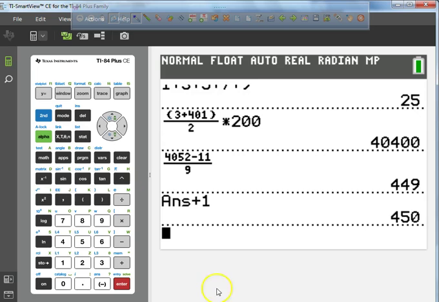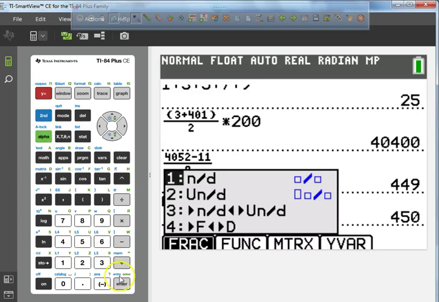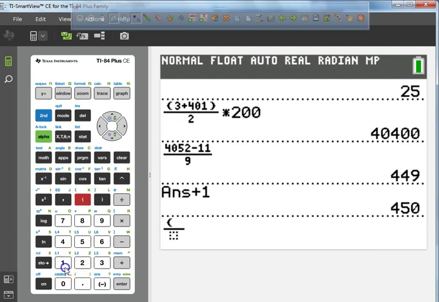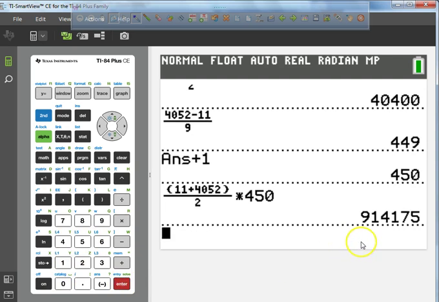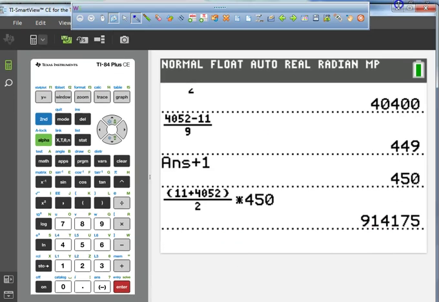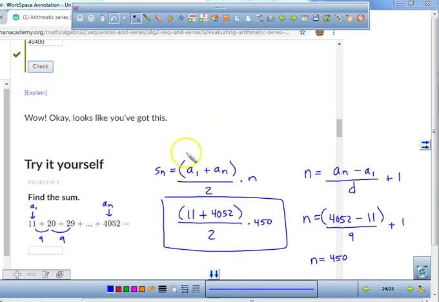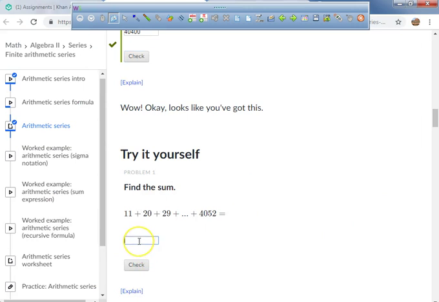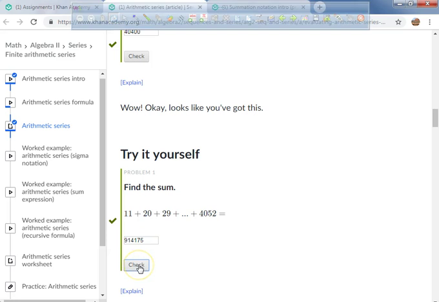All right, here we go. Alpha y equals n. We're going to do the first term plus the last term. Was it 4052? And divide that by 2. And then times 450 terms. That's a lot of terms. 914,175. Whoa. 914,175. Yay, we got it right.